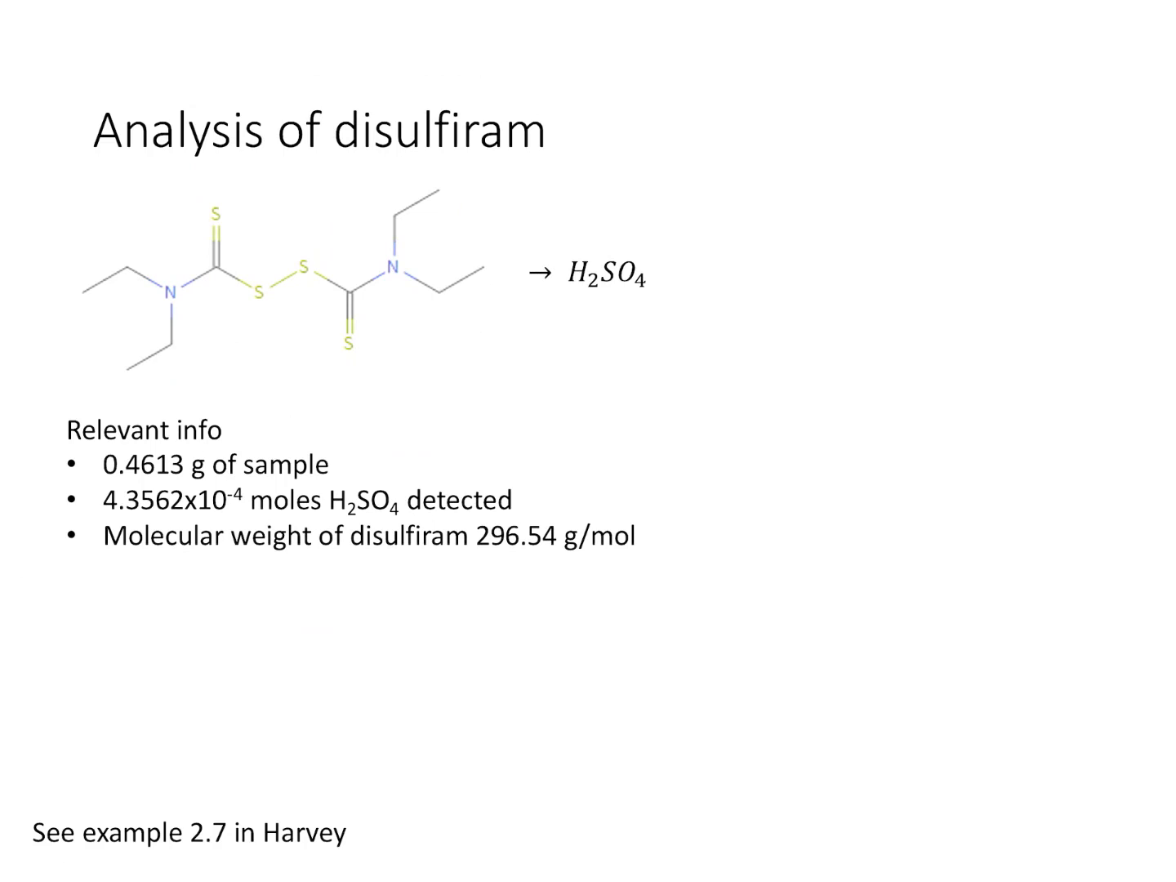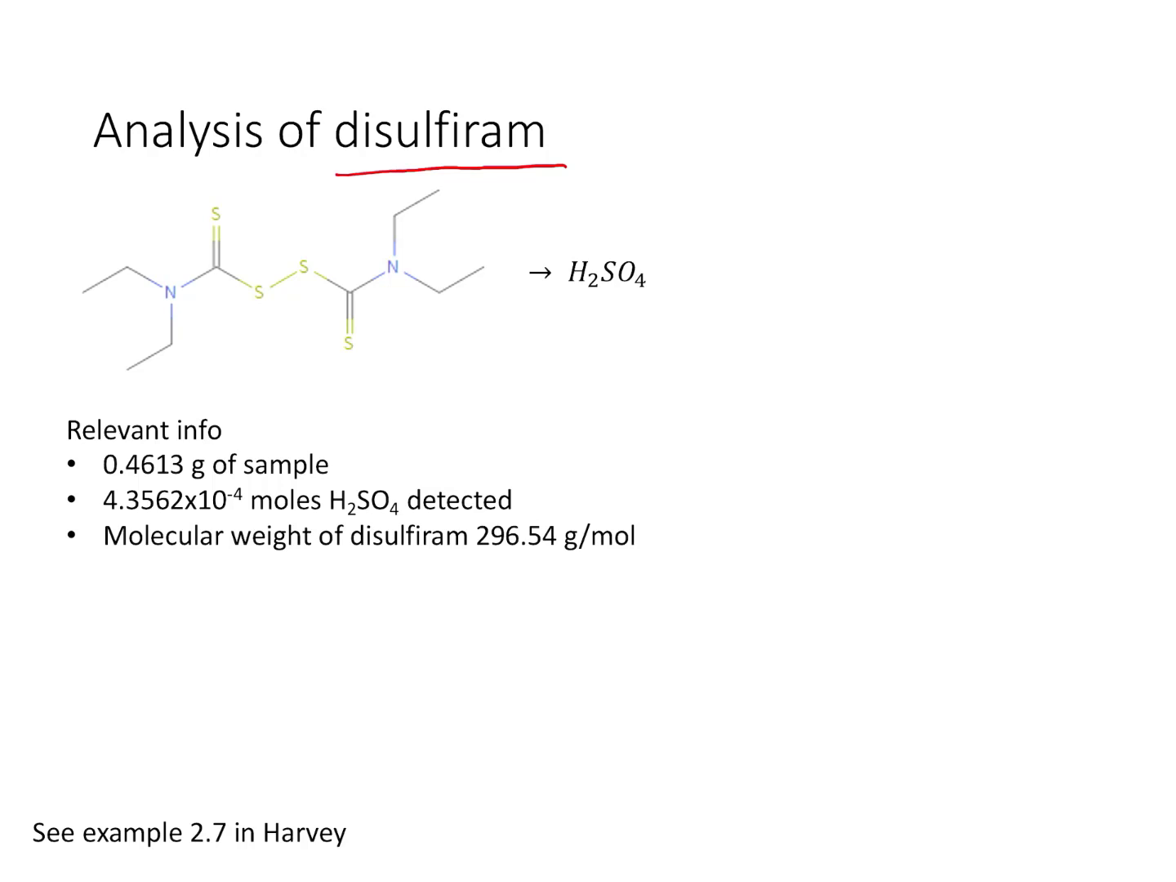Let's take a look at an example where we don't need a complete balanced chemical equation. So in this particular case, we're going to use as an example the analysis of this compound called disulfiram. Disulfiram is a medicine that is used to deal with patients who are struggling with alcoholism. To make a long story short, it makes you feel absolutely violently ill with the slightest amount of alcohol intake.